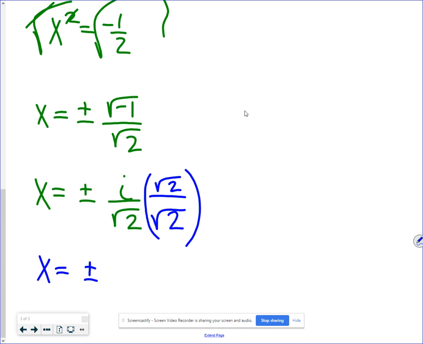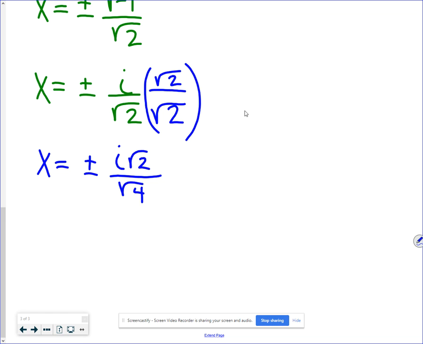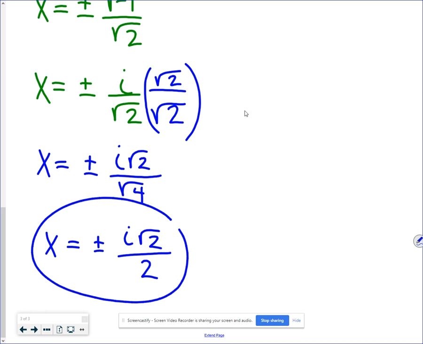So on top, we're going to have i times the square root of 2, which is just i square root of 2. And on the bottom, we're going to have the square root of 2 times the square root of 2, which is the square root of 4. Like I said, the answer is not simplified if you have a square root in your denominator. Well, we have the square root of 4, so it's not simplified. What is the square root of 4? 2. So this is my final root for this quadratic equation we're solving: i square root of 2 over 2. There's 2 of the roots.